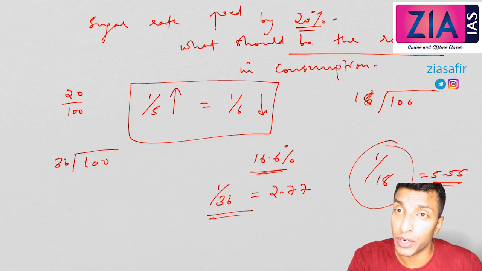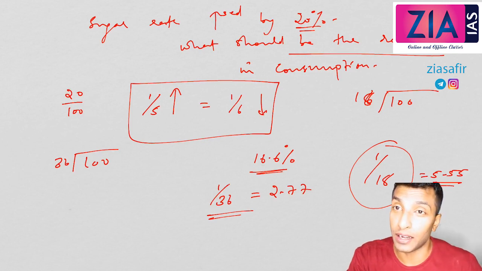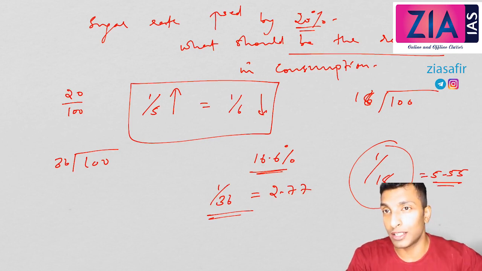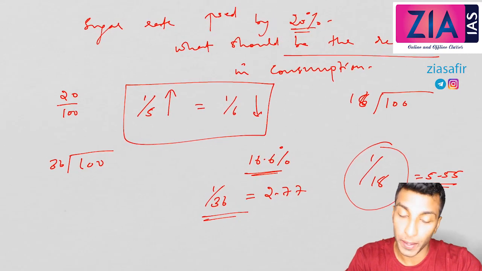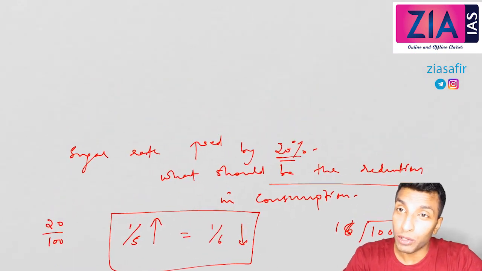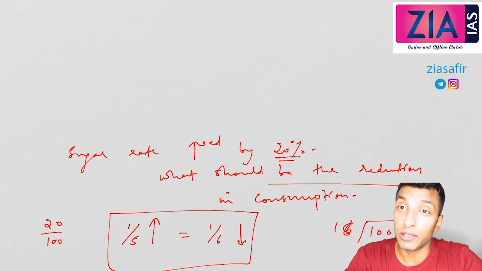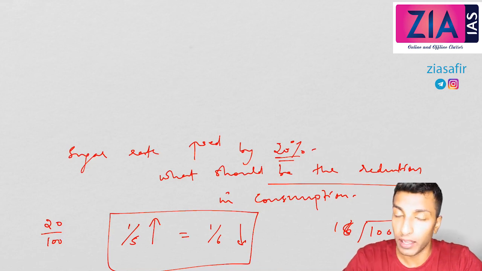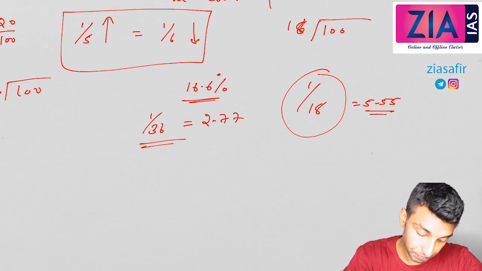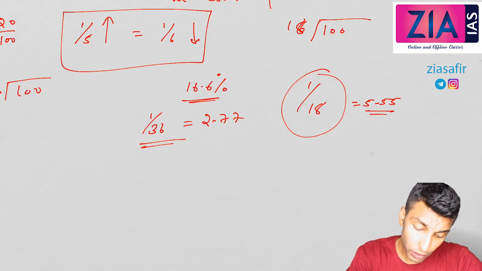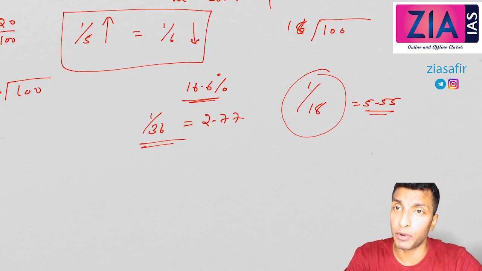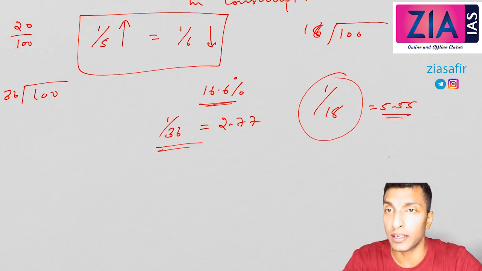I'm talking about the case where you're going to solve the questions in 20 seconds or a maximum of 30 seconds. I don't want you to spend more time after studying and attending the class with me. Then there is no point in attending this class. So I'm talking about those methods by which you will solve the questions faster, 30 seconds maximum. So here I got the answer: a 16.66% reduction will be there in consumption.